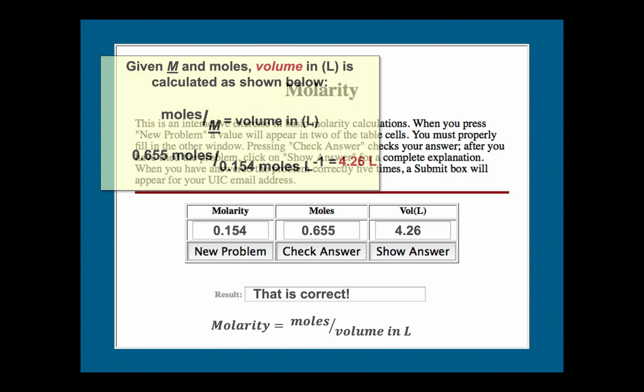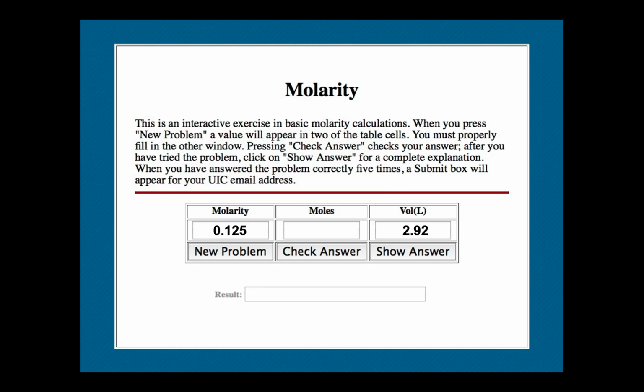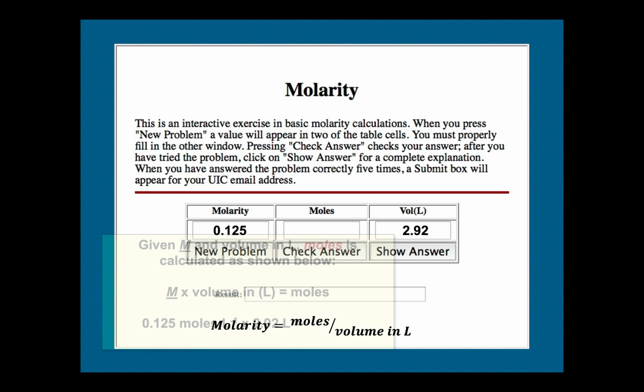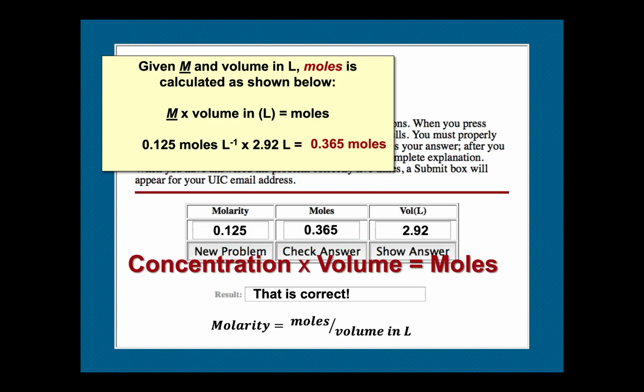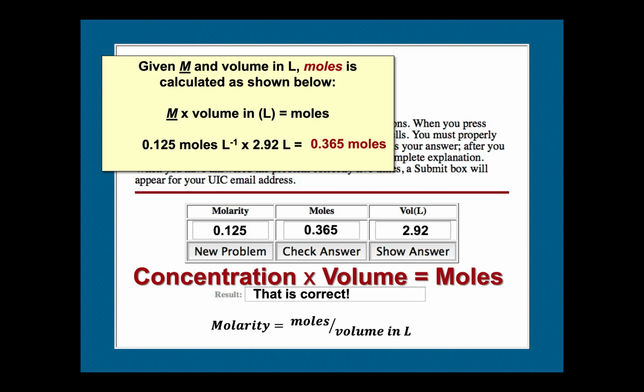And one more with moles missing. Once again, molarity is moles divided by volume, so concentration times volume will give us moles. Concentration times volume, moles. Now this that I've been saying over and over again is something that's worth remembering, especially when we do dilution problems. It'll make it simple. If you have a concentration in moles per liter, multiply that by the volume in liters, you will get moles. It's a useful thing to remember.